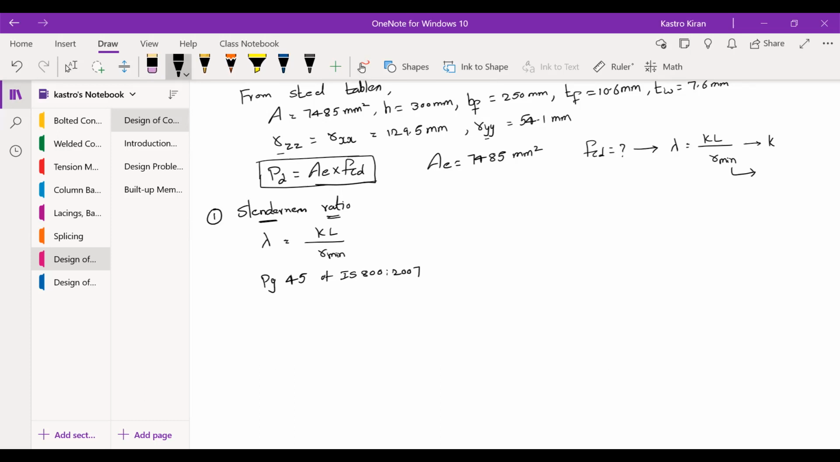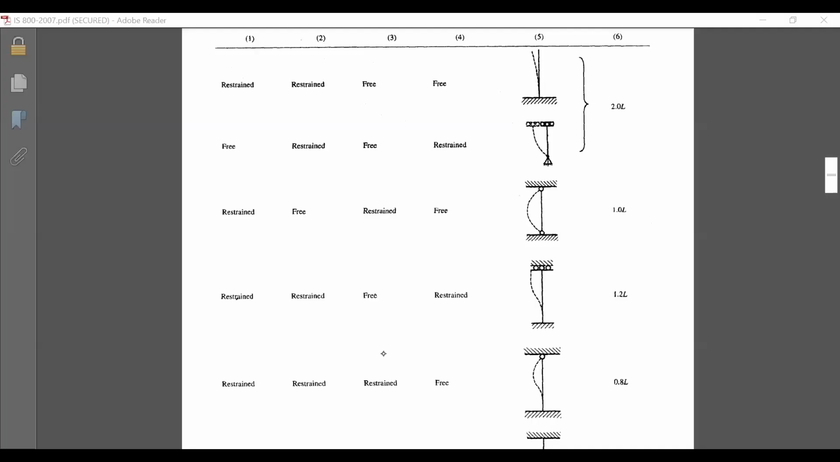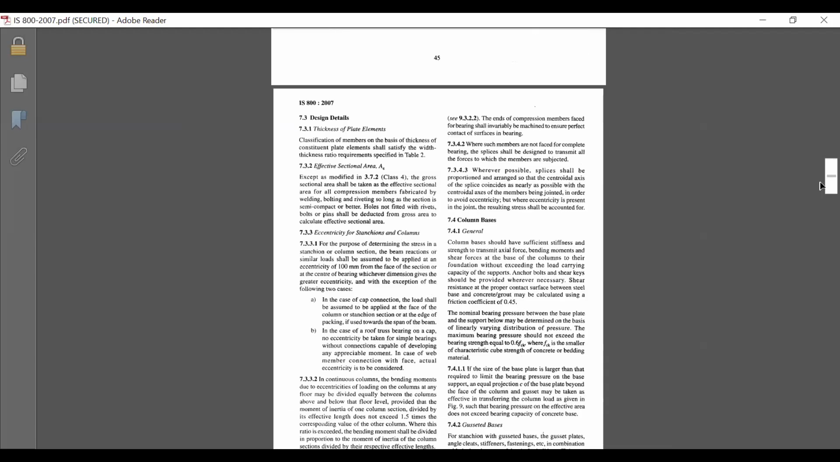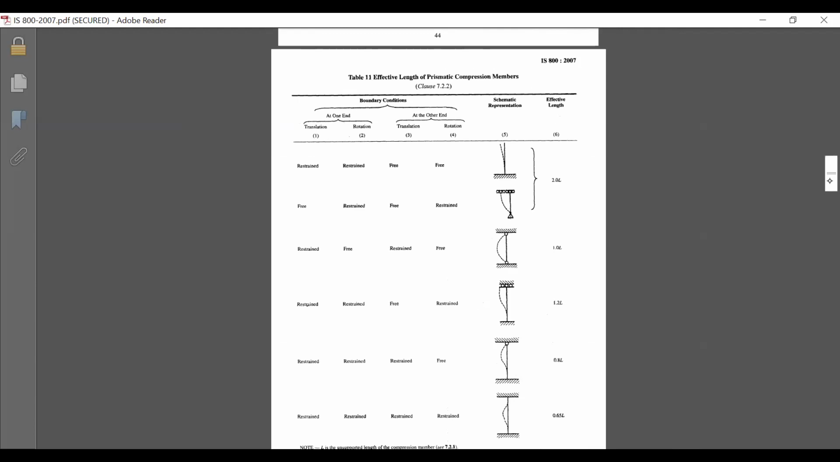So let's look at the code book now. This is page number 45 of IS 800 2007. What is this book saying? It is talking about the effective length of prismatic compression members. Compression members are nothing but column sections. If you clearly observe, different end conditions are given. At one end and at the other end, the boundary conditions are specified. At one end you have two conditions: the translation and the rotation. Similarly, at the other end you also have translation and rotation. You need to very clearly understand what all these conditions are talking about.